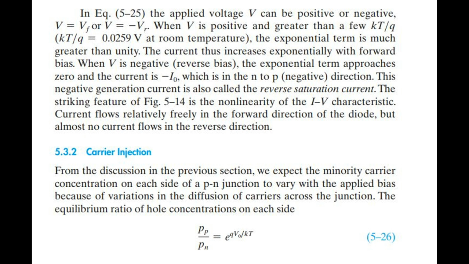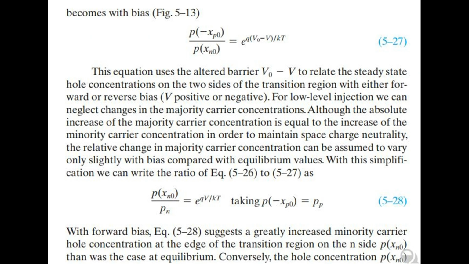Carrier injection. From the discussion in the previous section, we expect the minority carrier concentration on each side of a p-n junction to vary with the applied bias because of variations in the diffusion of carriers across the junction. The equilibrium ratio of hole concentrations on each side becomes, with bias, Fig 5.13. This equation uses the altered barrier V0 minus V to relate the steady-state hole concentrations on the two sides of the transition region with either forward or reverse bias, V positive or negative.